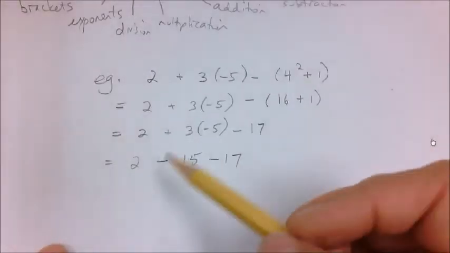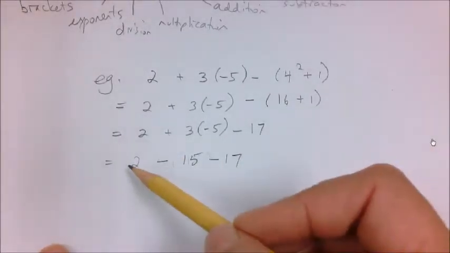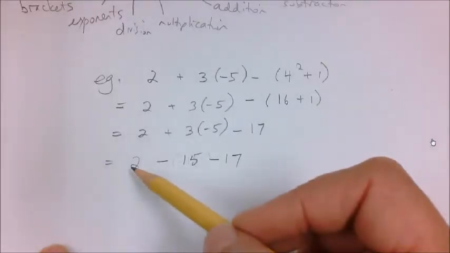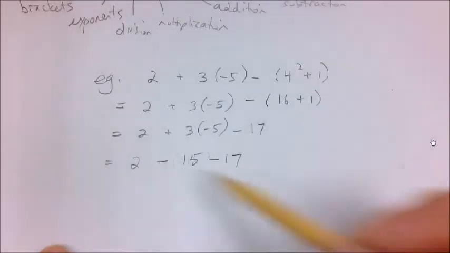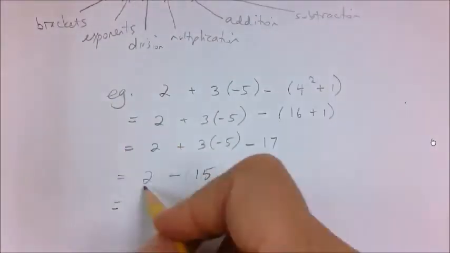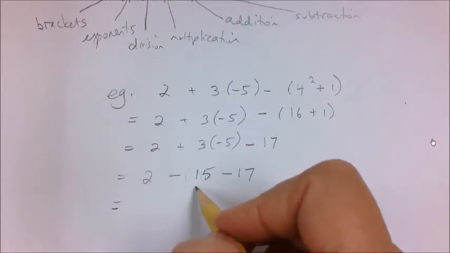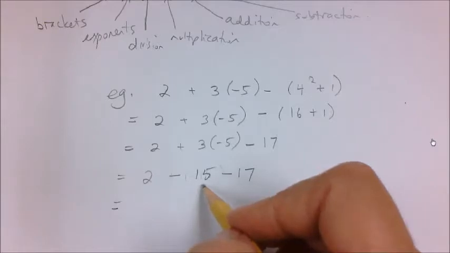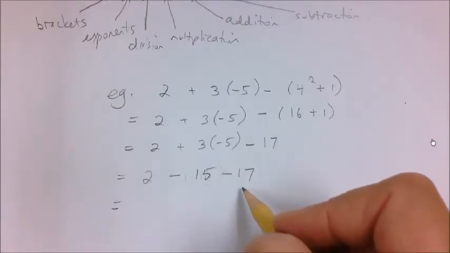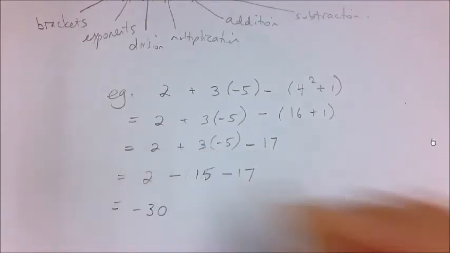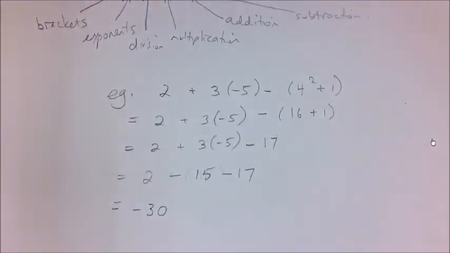I'm at the point now where it's just addition and subtraction. So I have a positive 2 and then minus 15, minus 17. These can just be done left to right because they're all at the same level in terms of order. So 2 minus 15 is, think of temperature: 2 goes down 15 degrees, so that's negative 13. It goes down again another 17 degrees, and so we end up with negative 30.